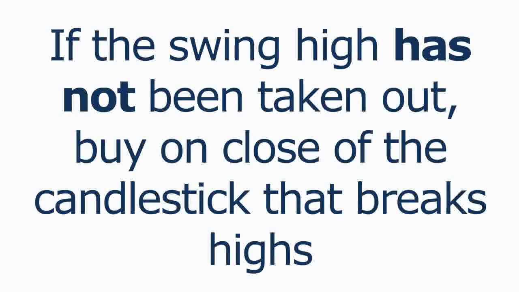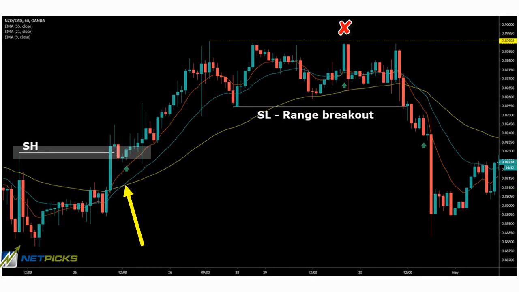If the swing high has not been taken out, we have to buy on the close of the candlestick that does take out the swing high. And you can see on the left side of this price chart that the swing high was taken out prior to the cross. So you buy the close.